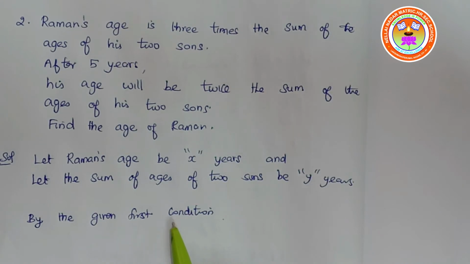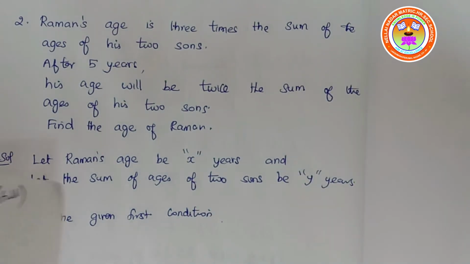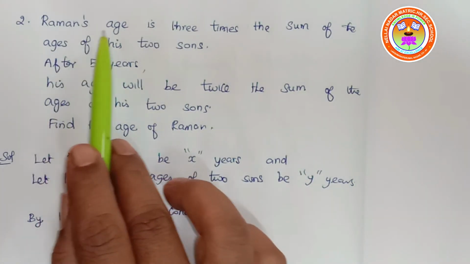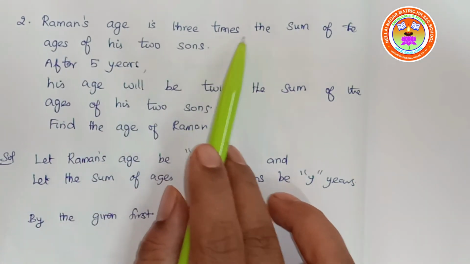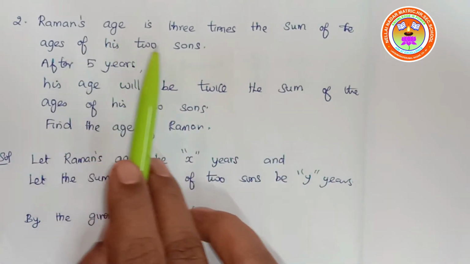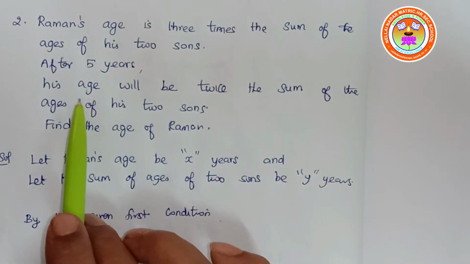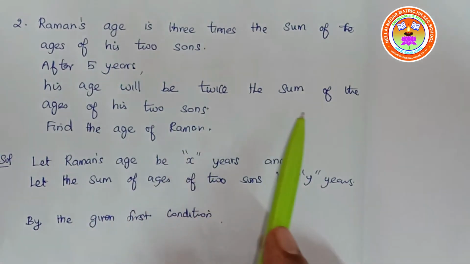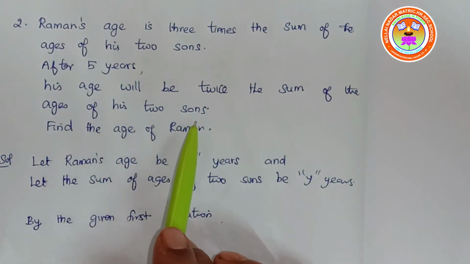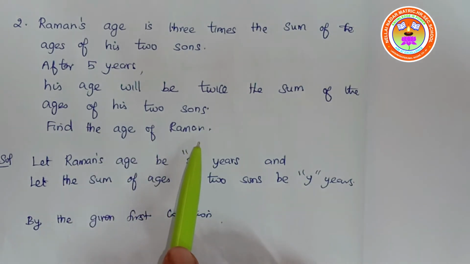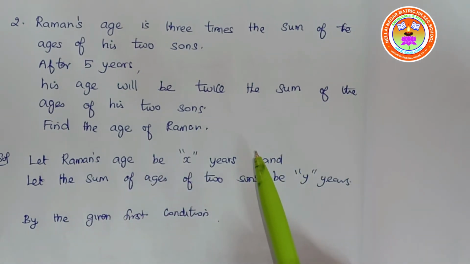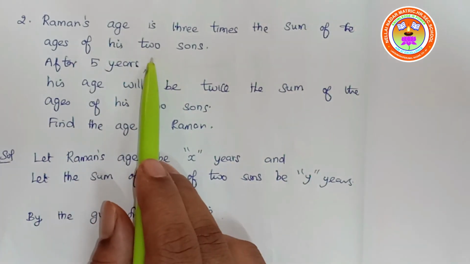Question number 2. Exercise 3.11. Continuation. Raman's age is 3 times the sum of age of his 2 sons. After 5 years, his age will be twice the sum of the age of his 2 sons. Find the age of Raman. Actually, what is given means Raman's age and his 2 sons' ages are given.